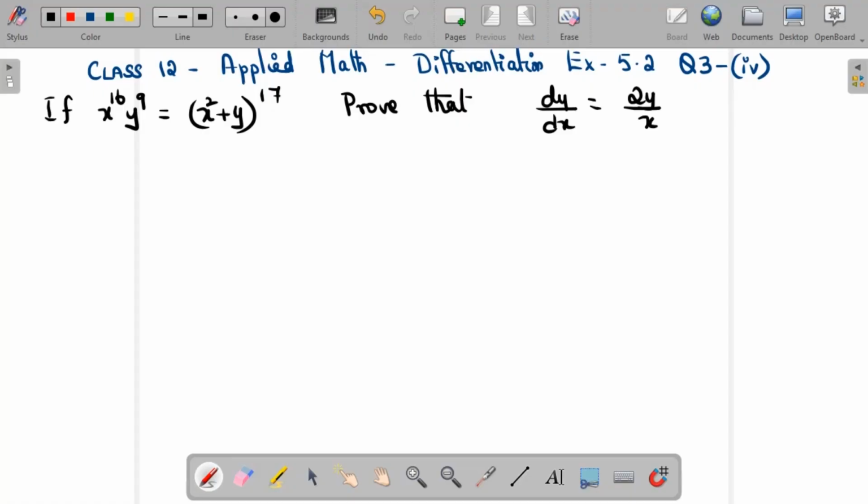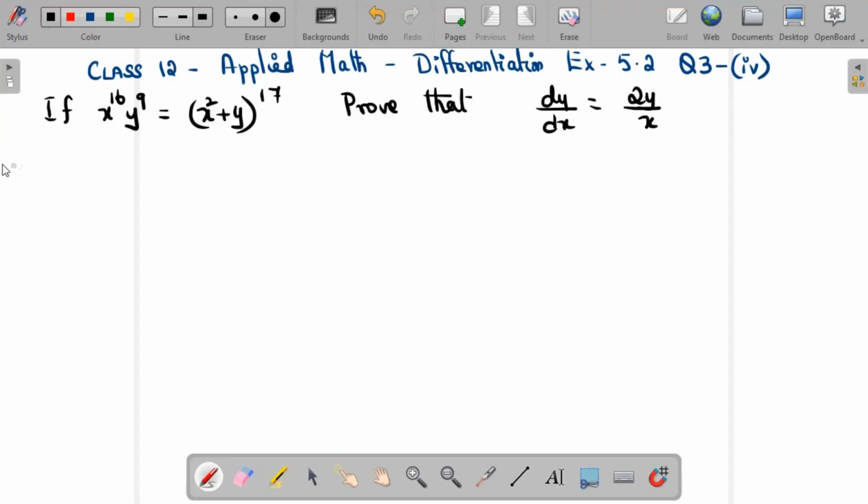In this video, let's see the solution for the fourth subdivision in question 3 from exercise 5.2. The question is, if x^16 y^9 = (x² + y)^17, prove that dy/dx = 2y/x.